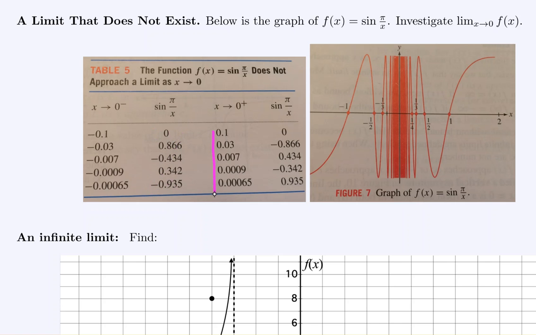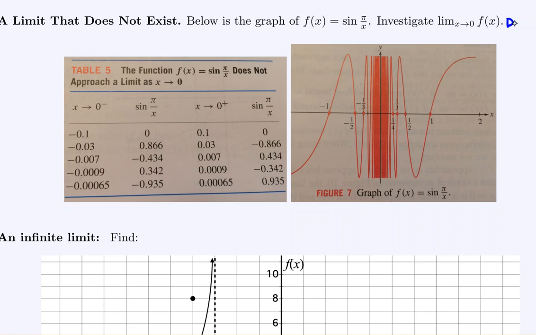Similarly, as you approach 0 from the right, there's still no pattern. It's just jumping back and forth, back and forth. So in this case, we would say this limit does not exist, because there's no pattern in its behavior as the x values get closer and closer to 0 from either the left or the right.